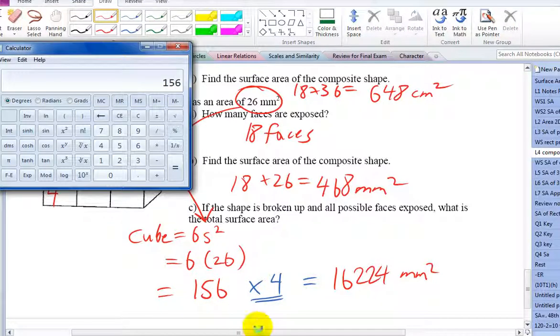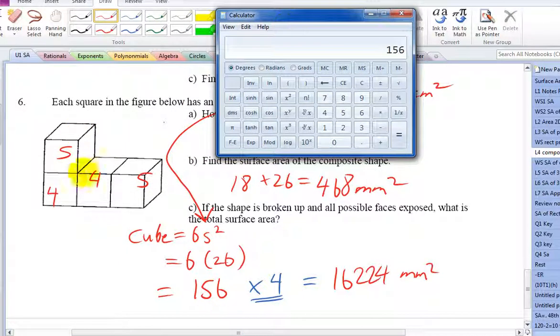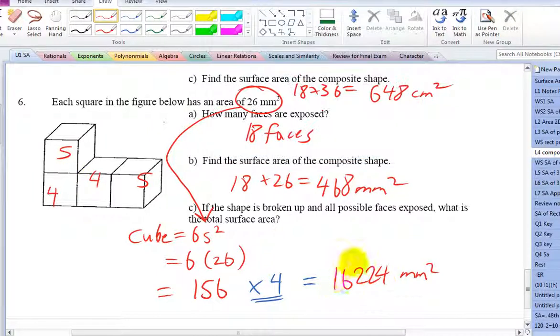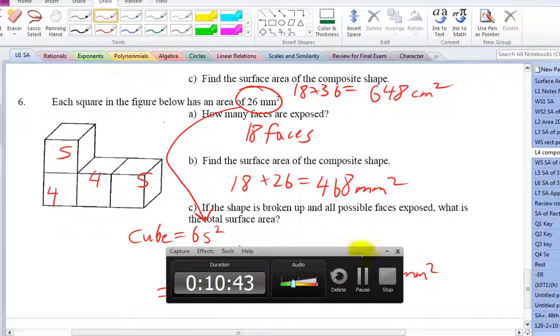Why do we times that by 4? Because this is 1 cube. If we break this shape apart, how many cubes would there be? Nope, no worries. 624 final answer. How many people got that? 624. Much better. Woohoo! Okay, always check Mr. Barker's work.